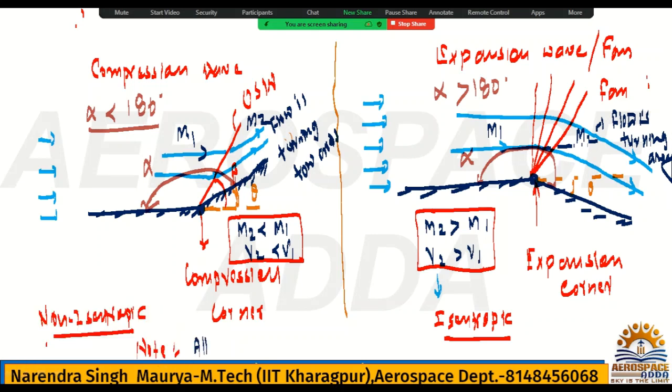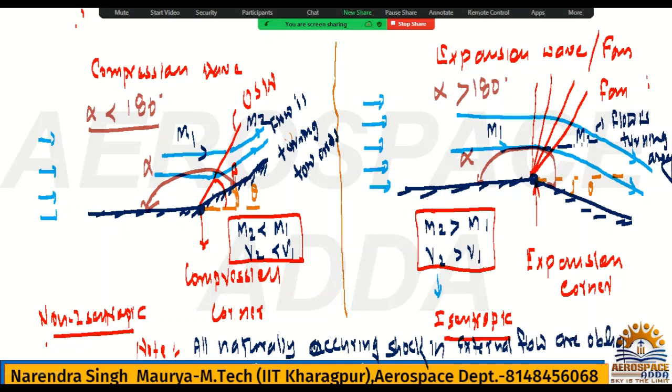All naturally occurring shock in external flow are oblique shock. Okay, so whatever naturally occurring shocks are in external flow, it will be oblique shock only.